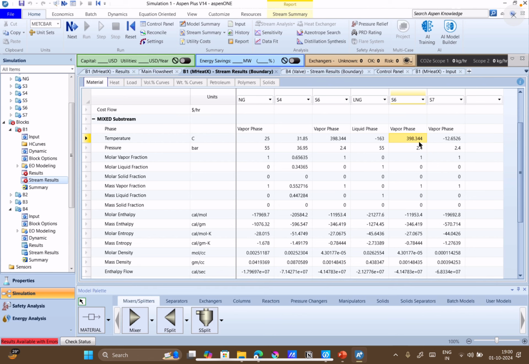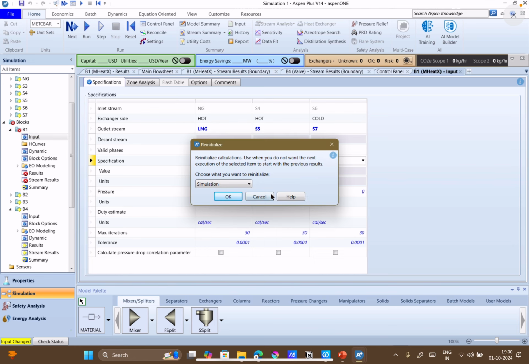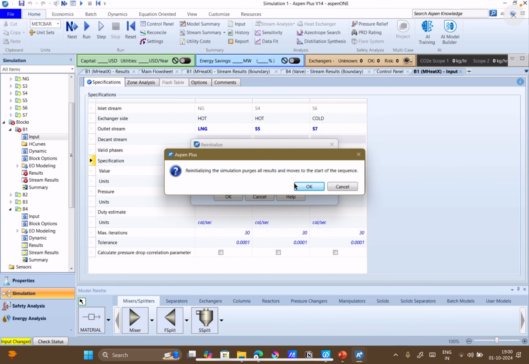Okay, so the optimization that this stream has done is not working well for us. So instead, we will stick to that temperature specification. Minus 160, and let's omit this. So this is not working well for us. Reset this simulation and run it again.